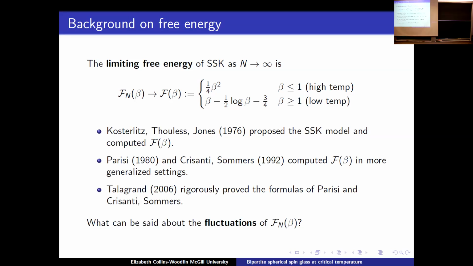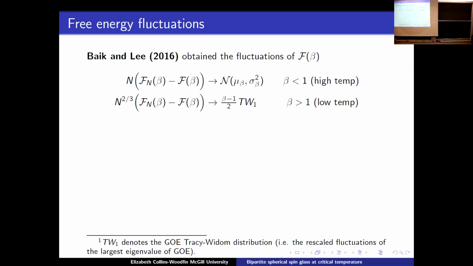So then a logical next question coming out of this is, if we know that the free energy is concentrating around this particular value, what could we say about the fluctuations of the free energy? And that question was studied by Baik and Lee in 2016. And what they found was two different results in the high and low temperature settings. So when we're in the high temperature setting, the fluctuations are Gaussian, which you can see up here. So we have a Gaussian with some explicit mean and variance. In the low temperature setting, the fluctuations are Tracy-Widom.